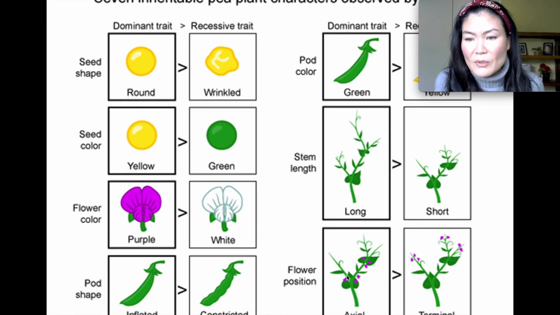What does that mean? It's just, where is the flower found on the stem? Is it found along the stem? That would be axial. Or is it found at the end of the stem? That would be terminal.